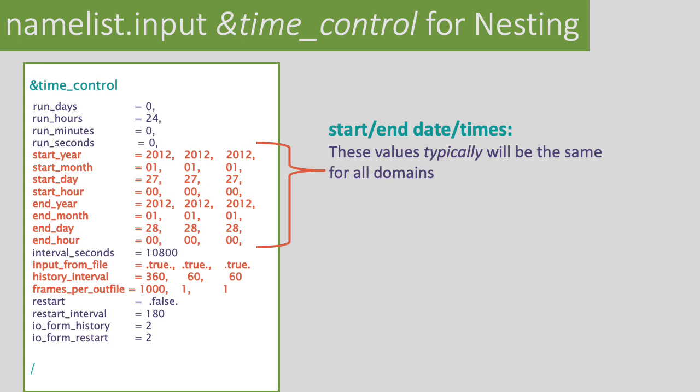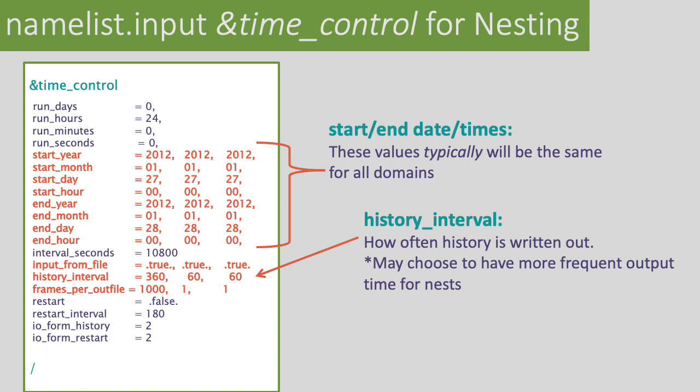So you'll first need to set all the date and time information for each domain. These values will almost always be the same for all domains you're using, but it is possible to start the nest later. The history interval declares how often history is written out. Here we have history being written every 6 hours for domain 1 and then every hour for domain 2. When the model writes history, it takes a bit more time, so depending on the size and length of your simulation, it may make sense to have the output written less often for the parent domain, which you're most likely not interested in.